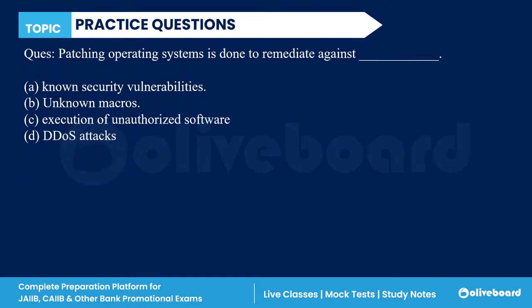Next, patching operating system is done to remediate against what? Known security vulnerabilities, unknown macros, execution of unauthorized software, or DDoS attack. Now, this was based on technology. I have already explained this. Everyone, please answer this question. The correct answer for this question is A, known security vulnerabilities.